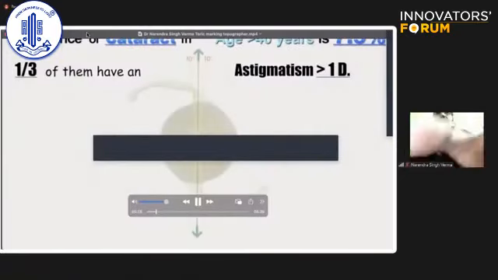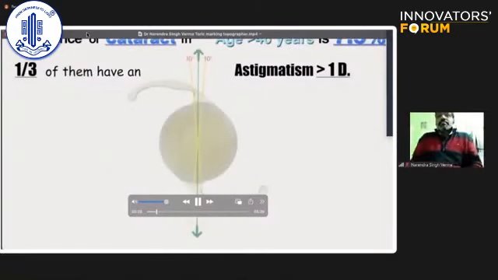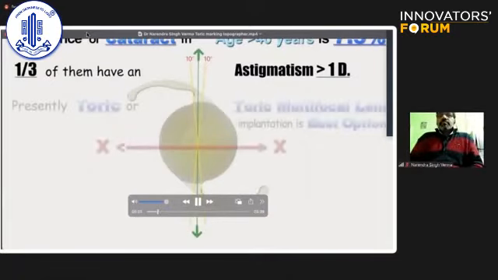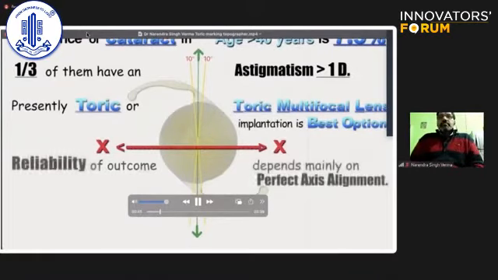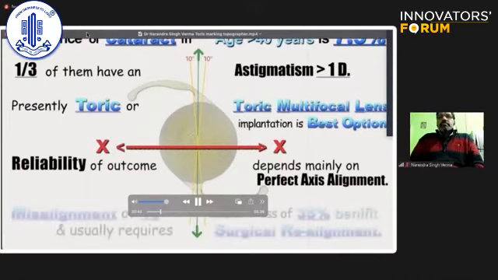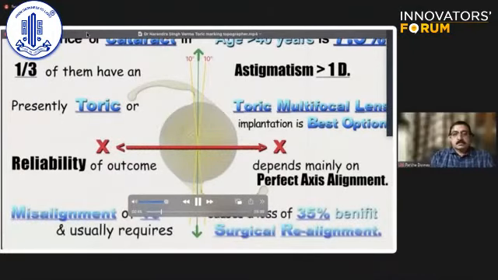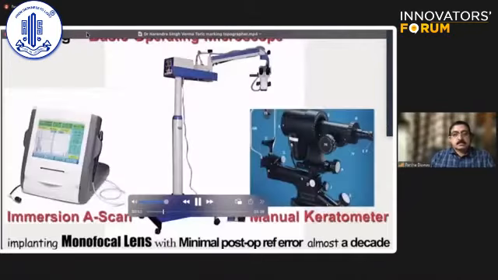Prevalence of cataract in ages greater than 40 years is about 7.5%. One-third of them have an astigmatism of greater than 1 diopter. Presently, toric or toric multifocal lens implantation is the best option available, but the reliability of outcome depends mainly on perfect axis alignment. Misalignment of 10 degrees can cause a loss of 35% benefit provided by toric lens and usually requires surgical realignment by using basic operating microscope, immersion A-scan and manual keratometer.